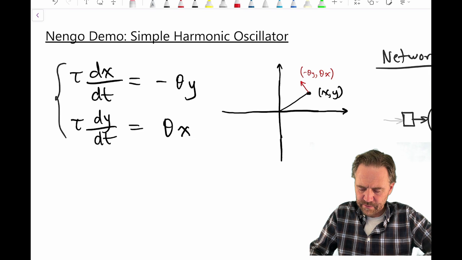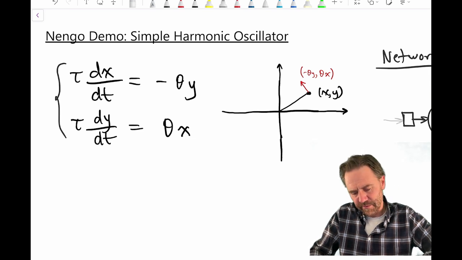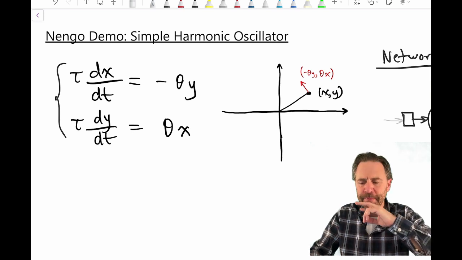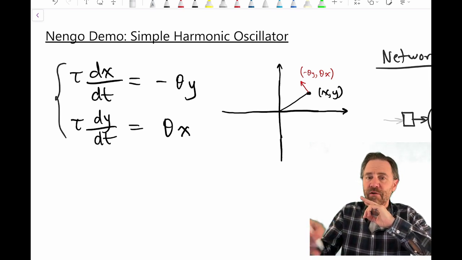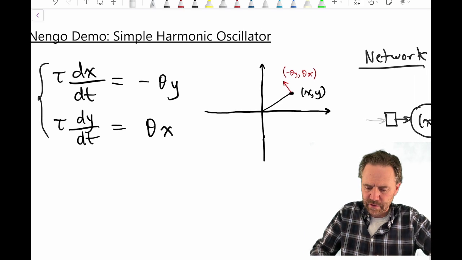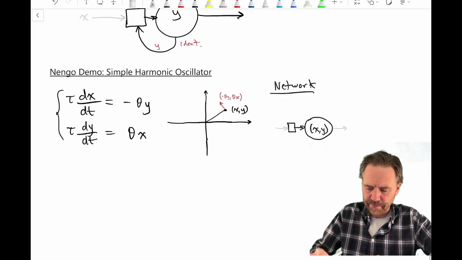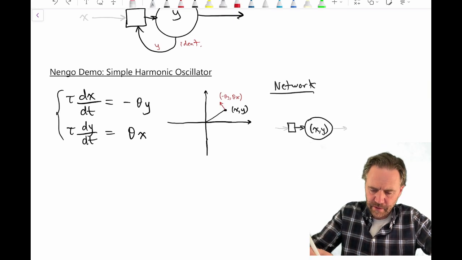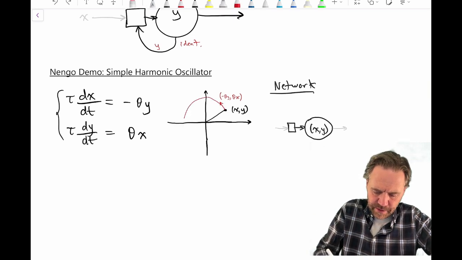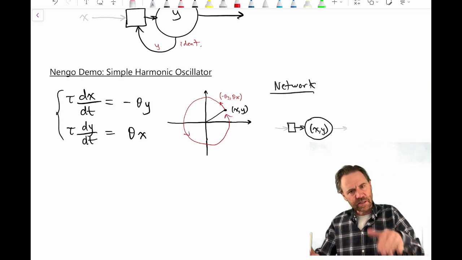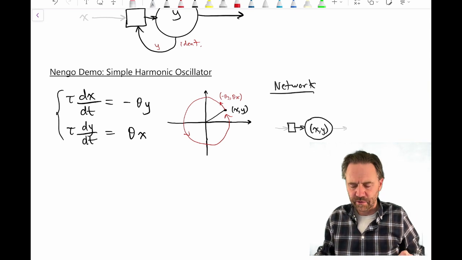Is that correct? I guess maybe it goes the other way. No, that's right. And so if no matter where you are, your velocity is perpendicular to you, you're going to follow a circular trajectory. So the solution of this, whoops, I just erased everything. The solution is basically traveling in a circle. That's a simple harmonic oscillator. That's the solution of those differential equations.